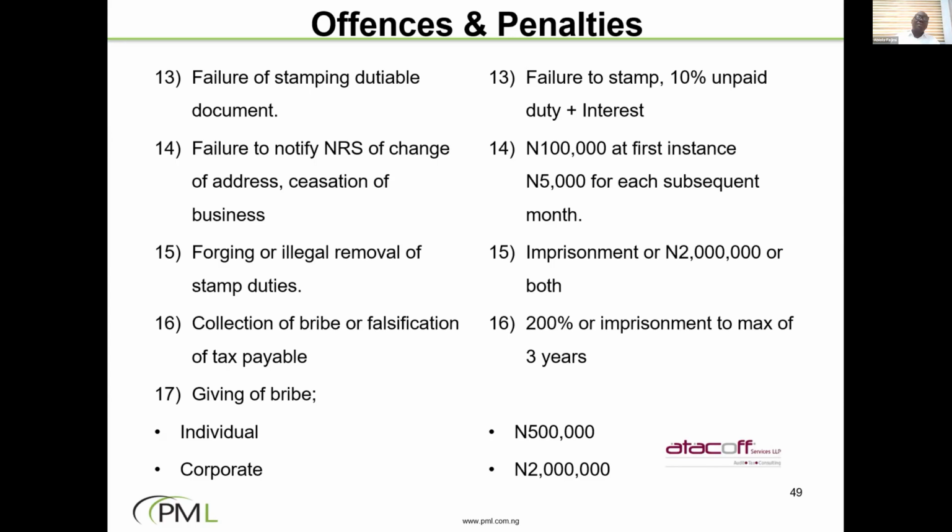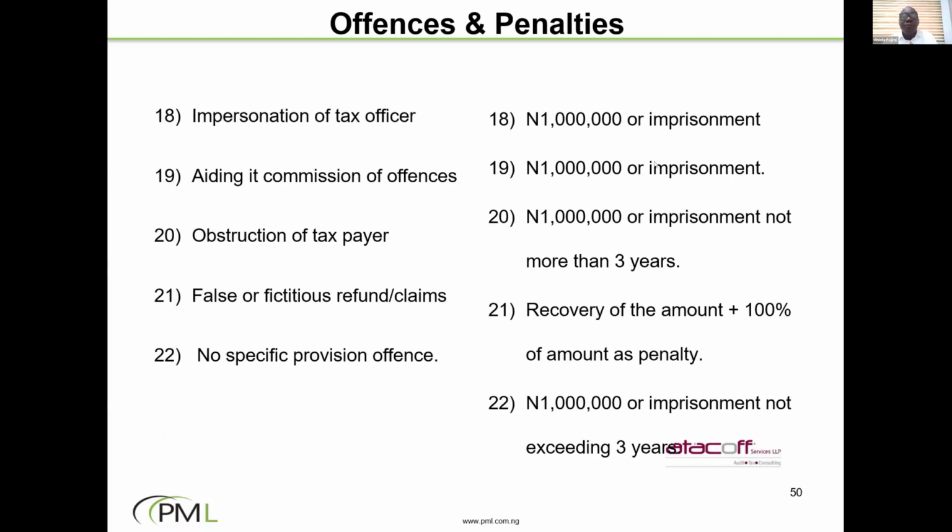Giving of bribe: individual penalty is 500,000, corporate 2 million naira. We are making this penalty strong so that it can deter people from conniving or evading the tax as much as possible. Impersonation of tax officers: the penalty is 1 million naira. Aiding the commission of offences: 1 million naira. Obstruction of taxpayer: 1 million naira or imprisonment of no more than 3 years.